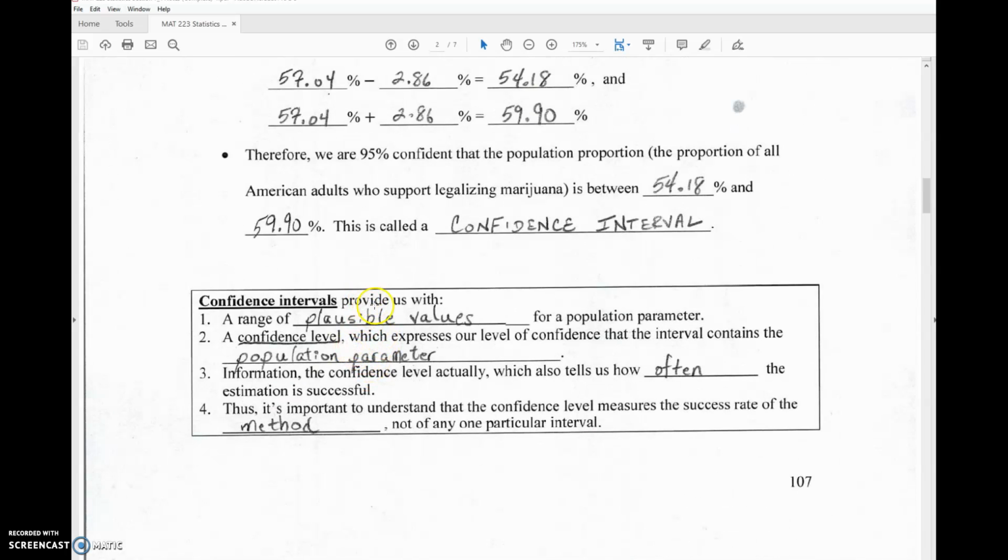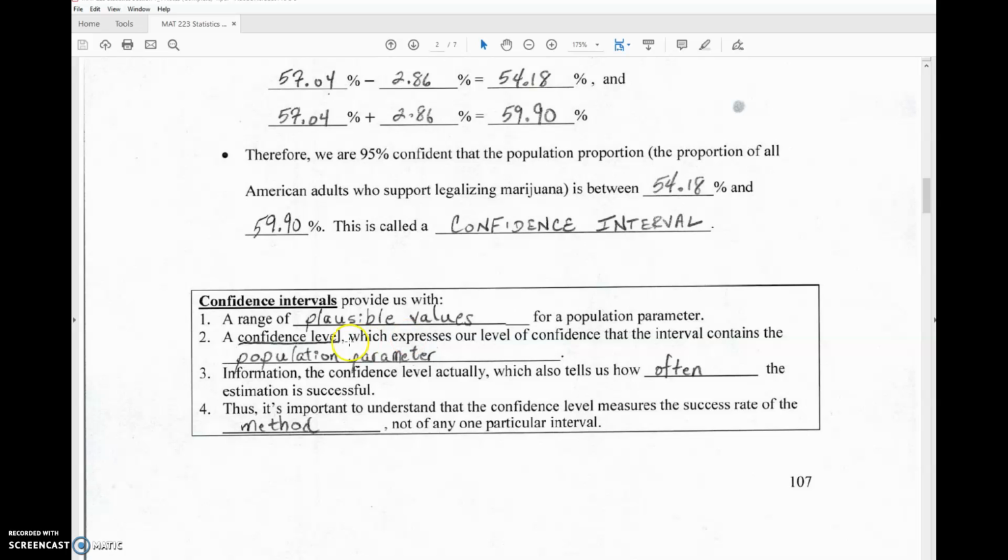Confidence intervals do a few things for us. They provide us with, one, a range of plausible values for a population parameter. That means values that we can expect to likely be true. That's a range, right? We have a range that's anywhere from 54.18% to 59.90%. We can never pinpoint anything specifically in there. We're just 95% confident that it's somewhere in that interval.